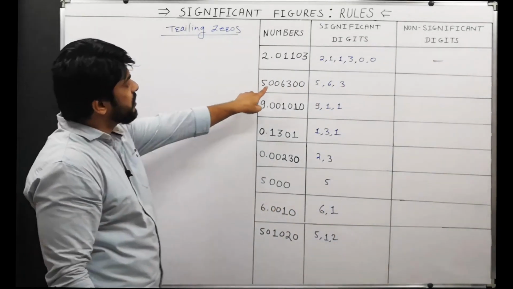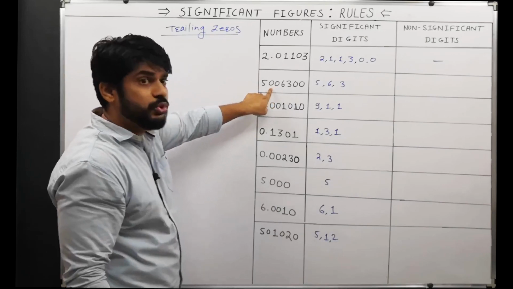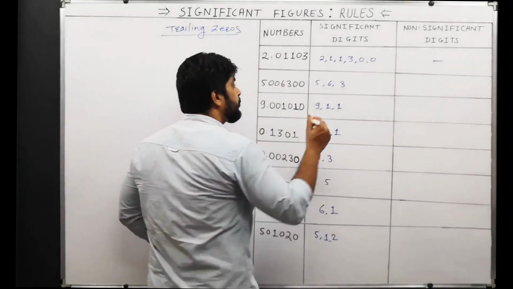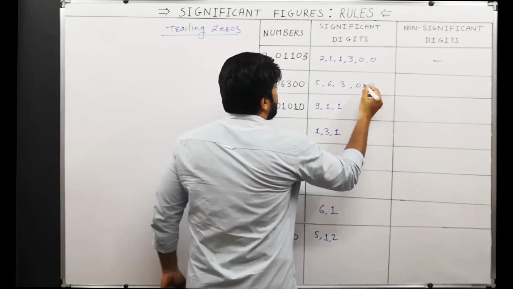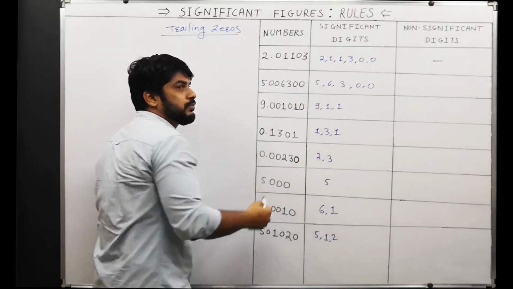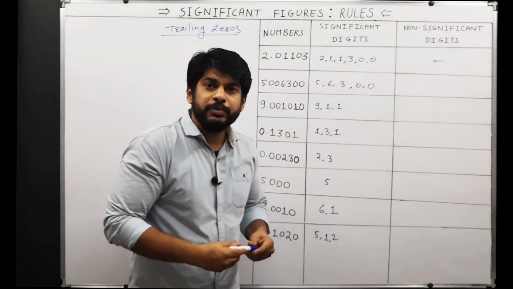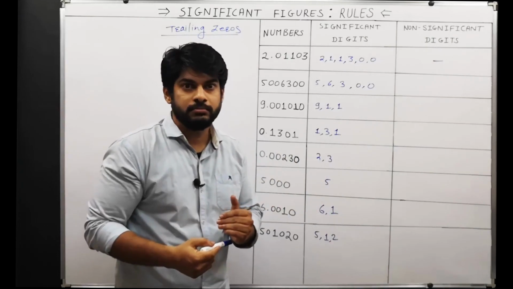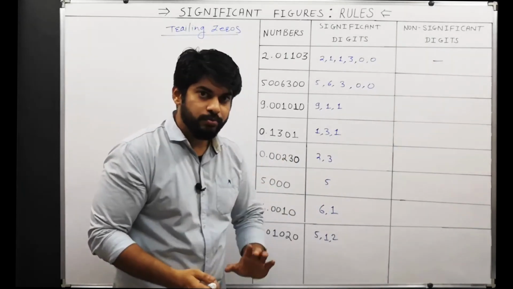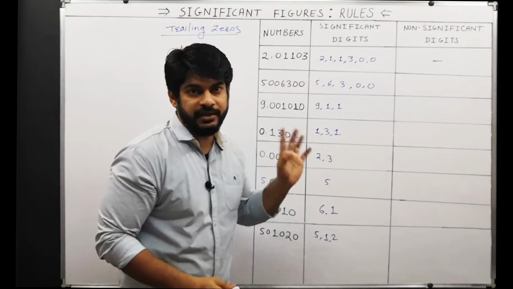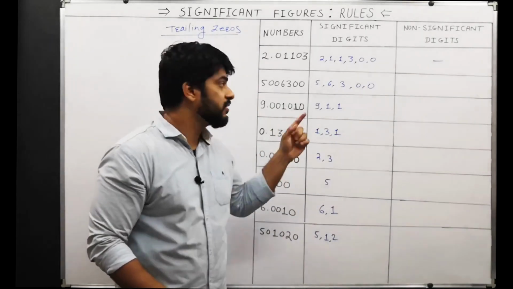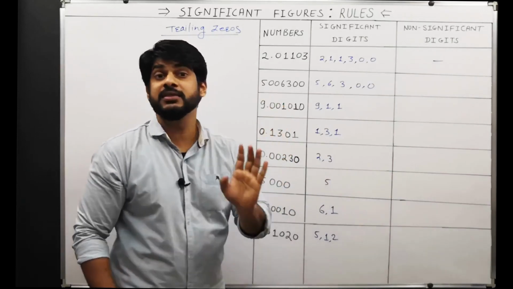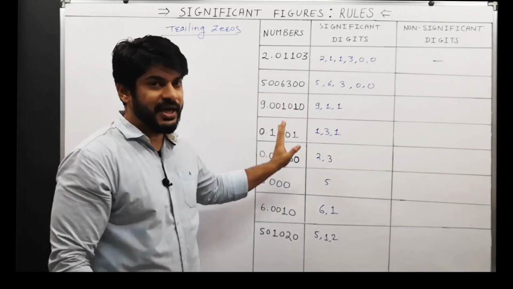Now you can see here, these two zeros are again in between the two non-zero digits, so they are also significant. Now what about these two? They are not between the two non-zero digits. So are they significant or not? Right now we don't know because we haven't seen any rule regarding it. We will see some rule regarding these trailing zeros later on, then we will find out whether they are significant or not. Right now let's keep it as it is.